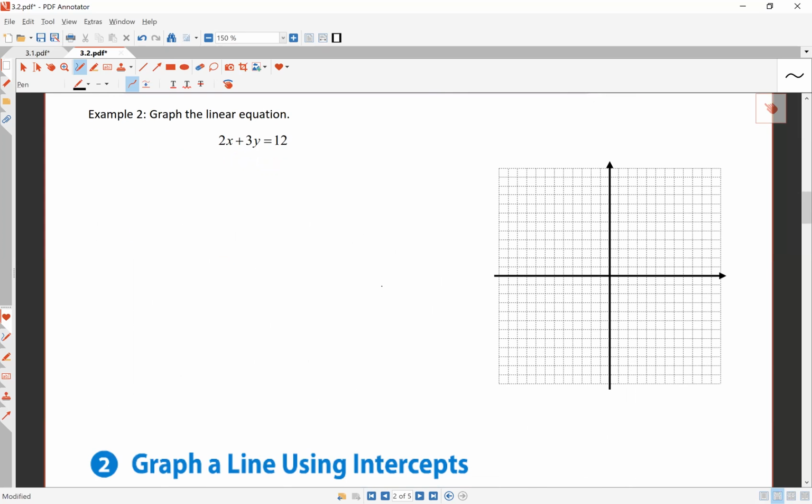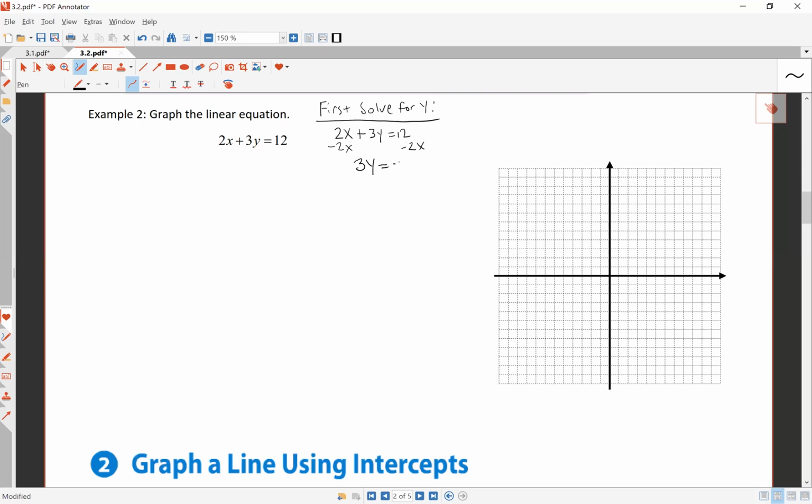But we have learned how to solve for y. We want to take this equation and first solve for y. Once we have y solved for, it's going to be easier to plug in the x values. So we achieve that by subtracting 2x from both sides.